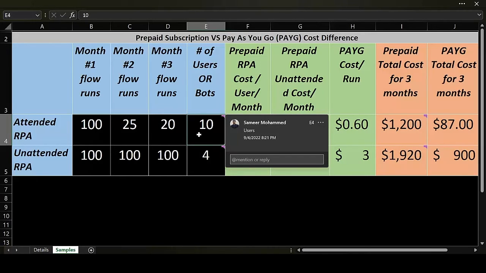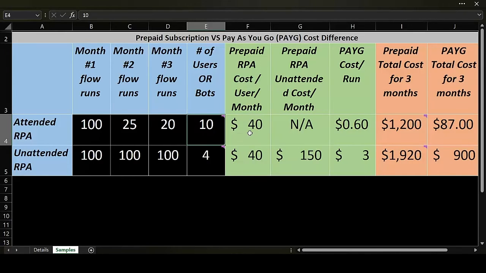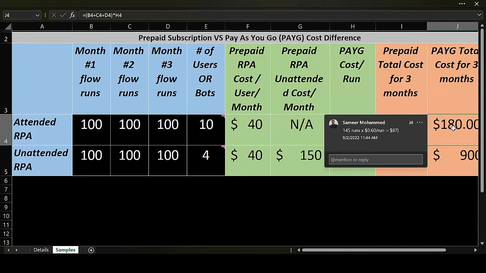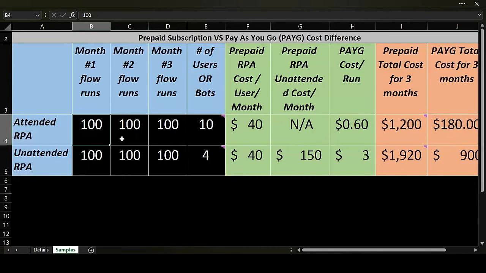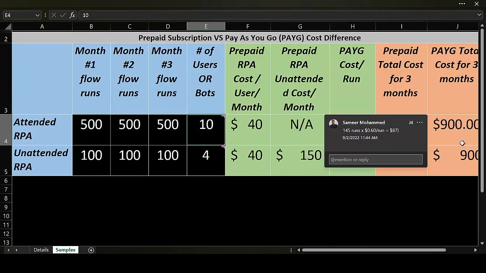So over here I have 10 users, and I'm gonna bump up all these runs over here as well to 100, 100, 100 each. So 300 runs. Even with that, this comes out really, really cheap, $180. You know, so even if I have 500 runs over here, let's just put all of these to 500 runs over here and see what I get. So that's still $900. It's cheaper than a prepaid subscription.